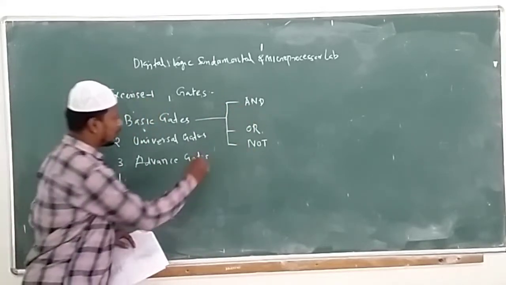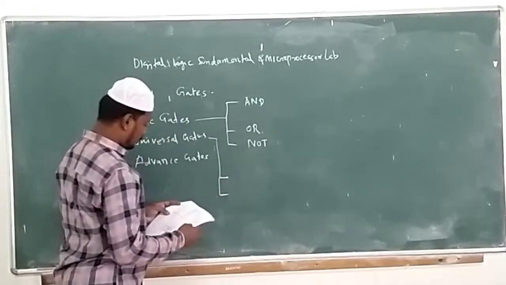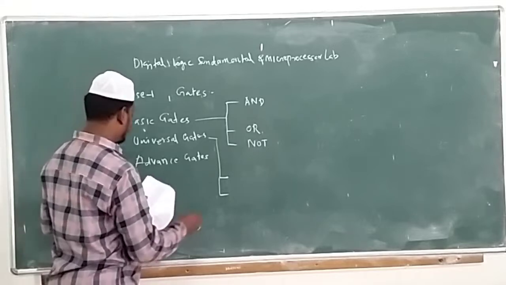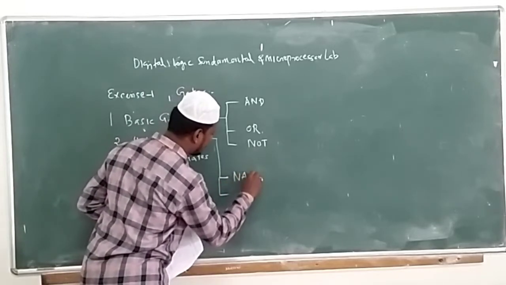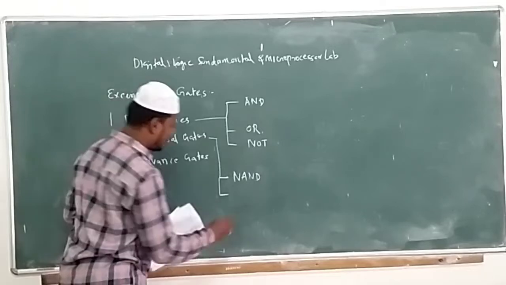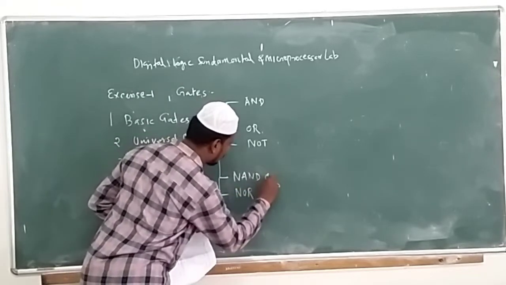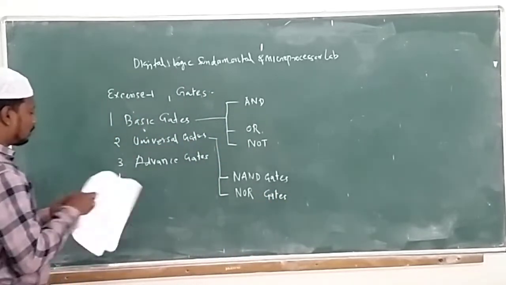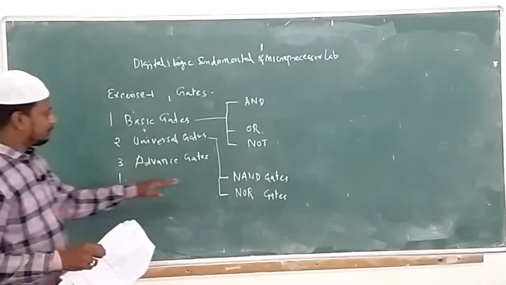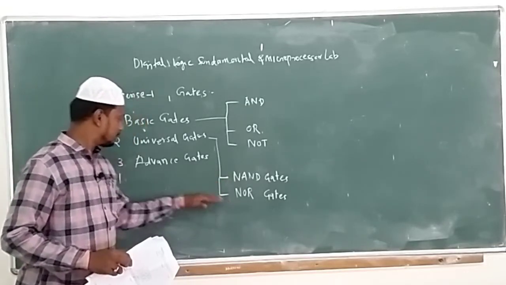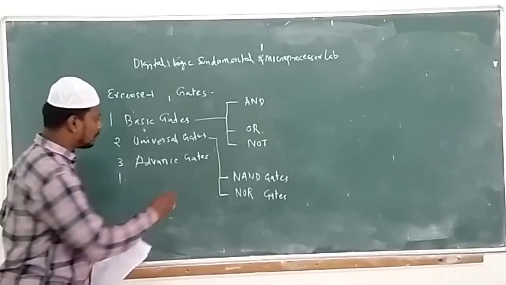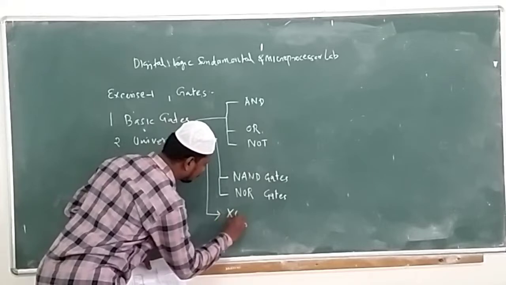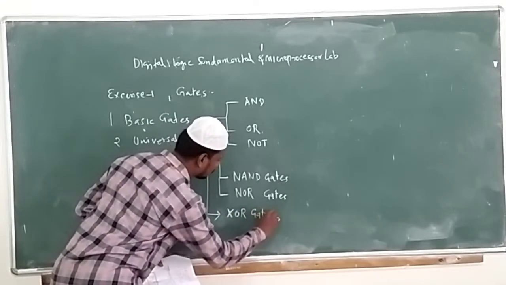Similarly, for the universal gates, you can use NAND gates and NOR gates. These are the two different types of universal gates. Next, the advanced gates, the XNOR gates.